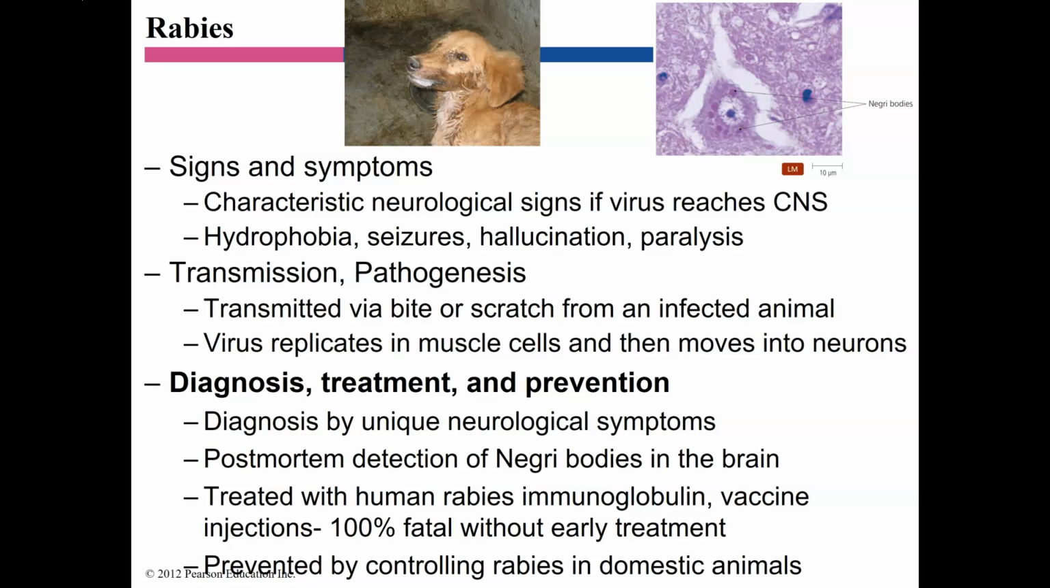There is no real diagnostic test except for post-mortem, after death. After death, one can examine the individual's neurological tissue for these characteristic Negri bodies. If you look at this image up at the top of the slide, this is a section of tissue from the brain of an individual, and Negri bodies are present that are diagnostic for rabies.